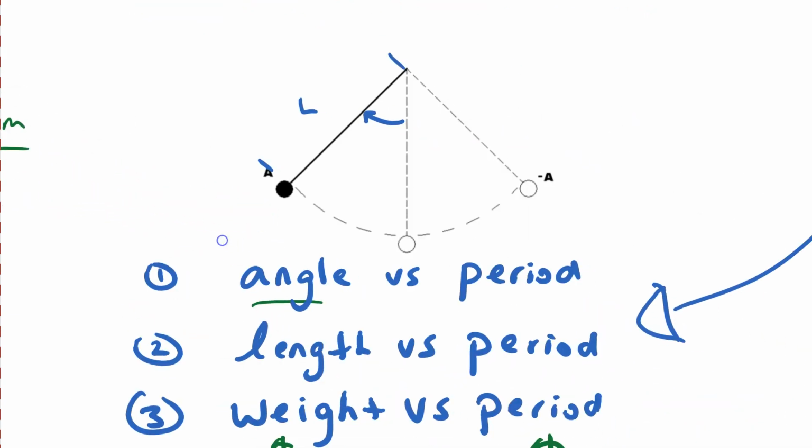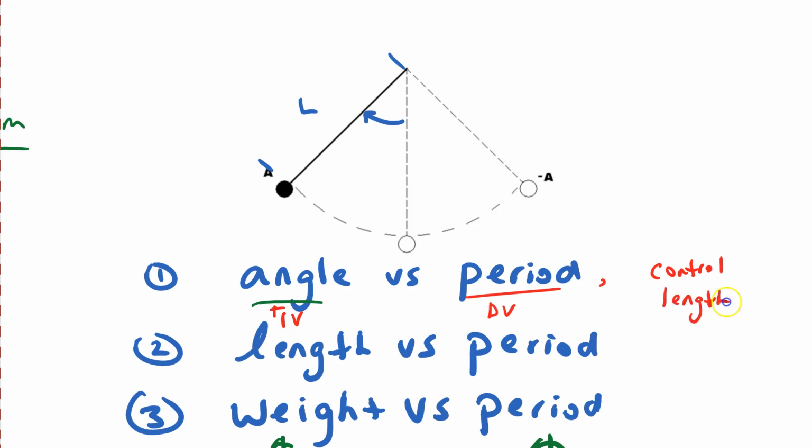So to talk about these three examples, when we do angle versus period, this angle would be our independent variable. This would be our dependent variable. I'll just erase this. And what would we control? So we would control, in other words, keep the same, the length and weight.